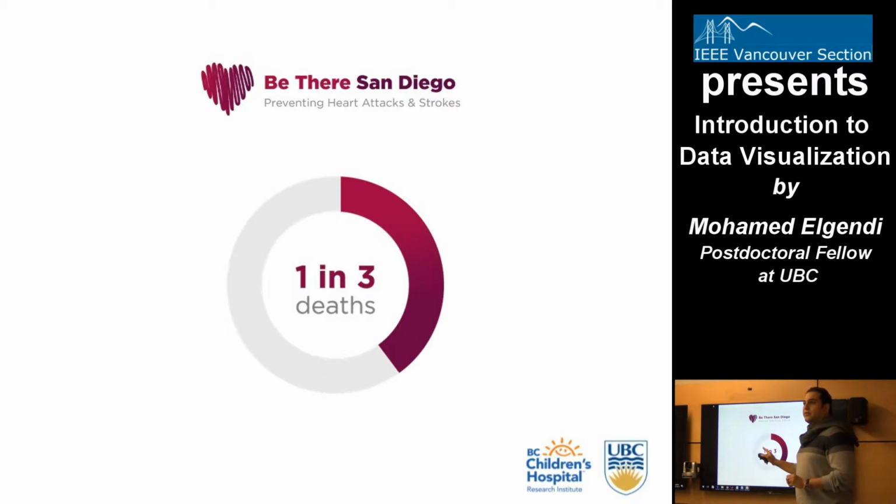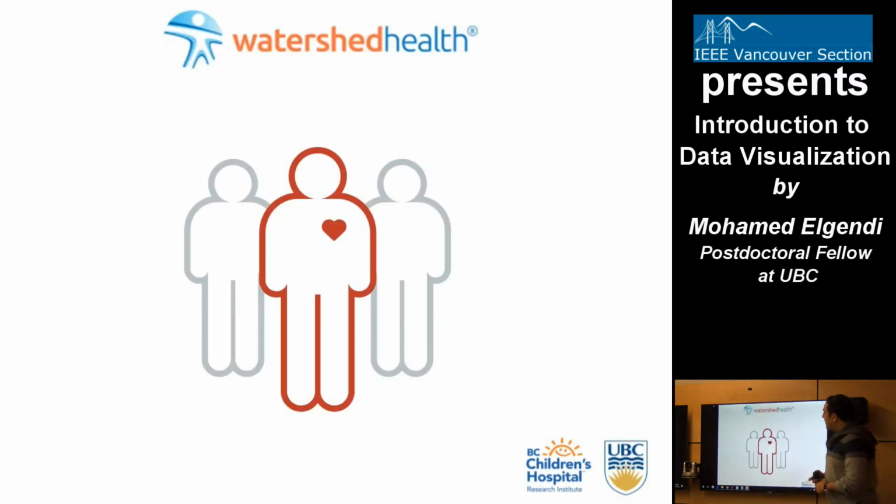Here is another organization. It's called San Diego. And they like the pie chart. It's a donut chart, similar, and they present it in this way. It is 1 in 3 deaths, and you have a donut chart. You like it? Yeah? Here is watershed health. What do you think of this? Nice. Sends the message. Feel it's okay.